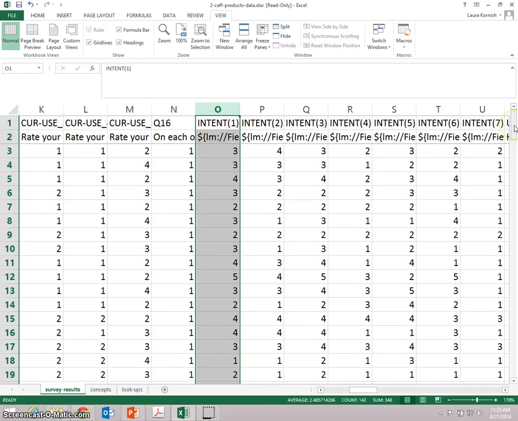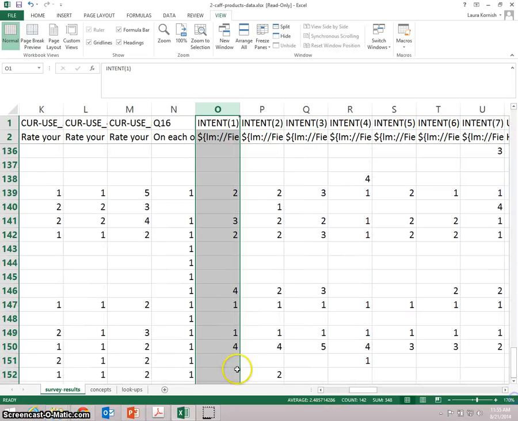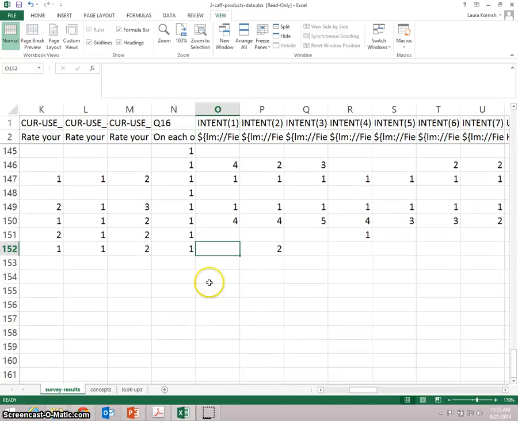I'm going to scroll down to the bottom of the data. And below the last row of data, we'll look at averages and tallies.